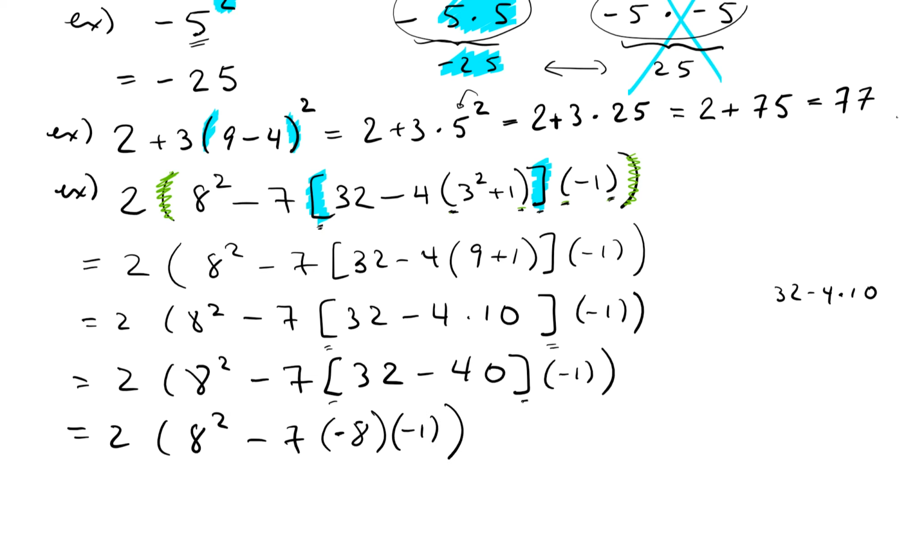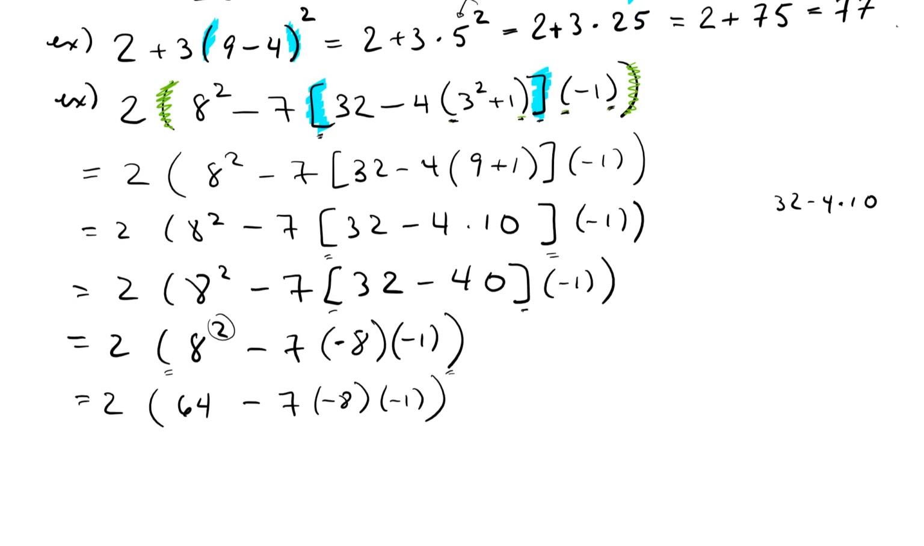Okay, and now what do I have? I've got the expression inside this bracket. Well, there's an exponent here, the 2, the squaring. So I do that first. So 64 minus 7 times minus 8 times minus 1.